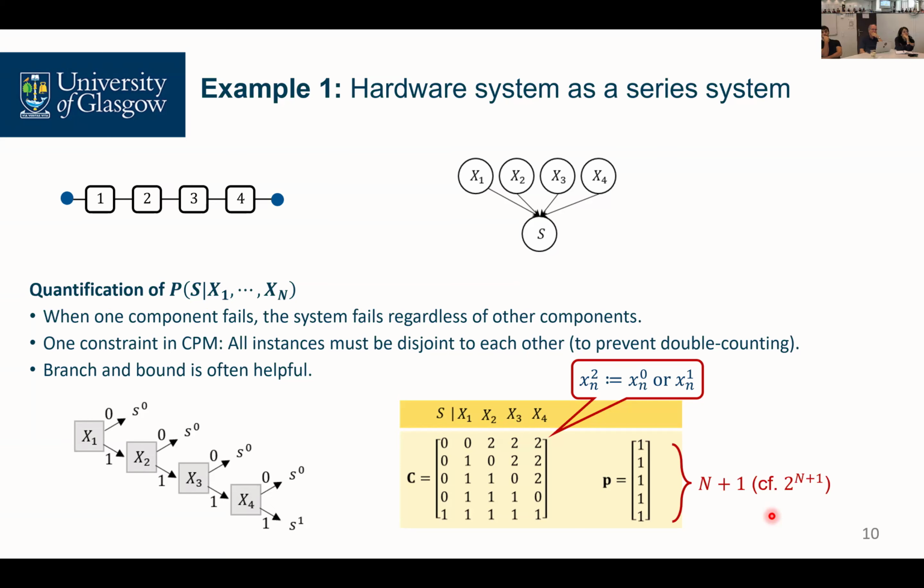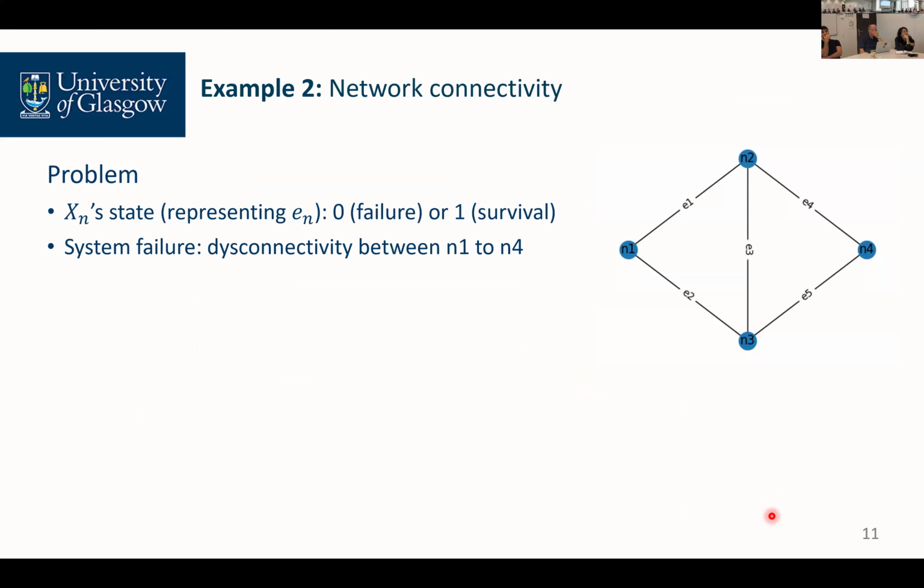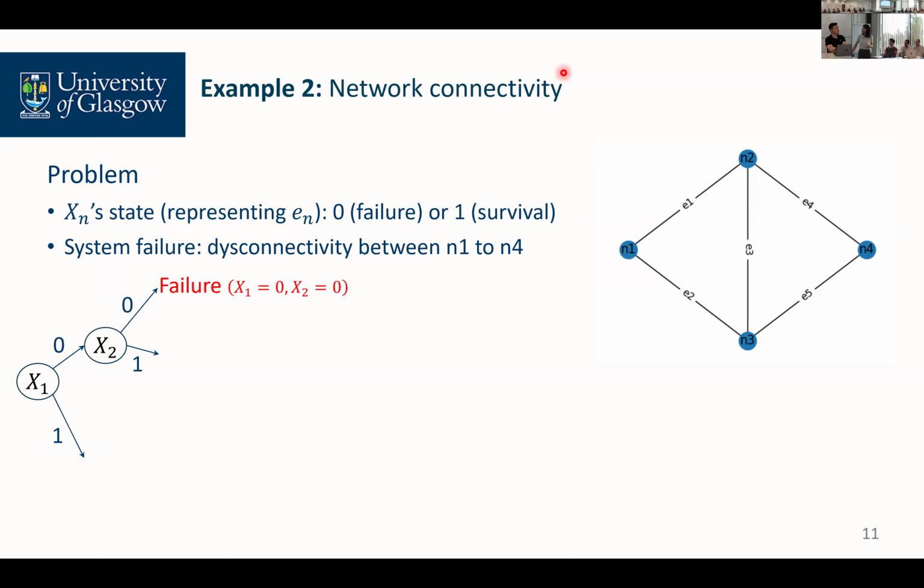Then if we go a little more general, this shows network connectivity, where we are interested in the connectivity between N1 and N4, and there are 5 component events that represent the state of each of these 5 edges. In this case, we can start from a decomposition where we start from the total event space. First we start with some random choice, x1. Then if x1 fails, we look at x2, and if x2 fails, then the system fails regardless of the other component states.